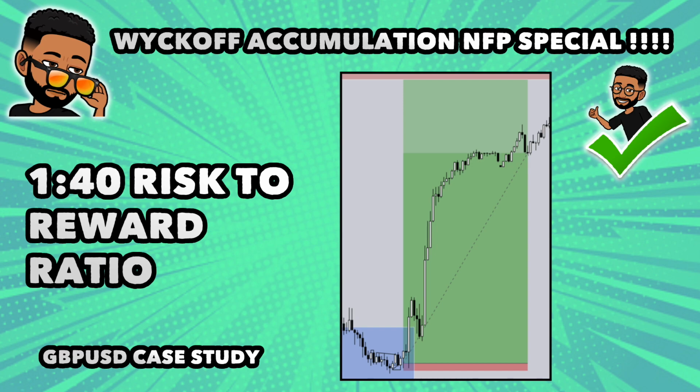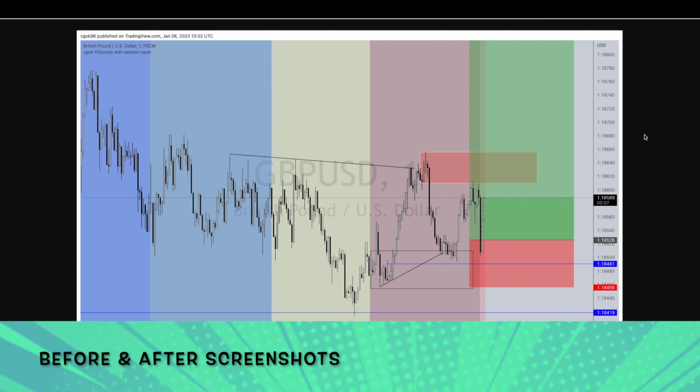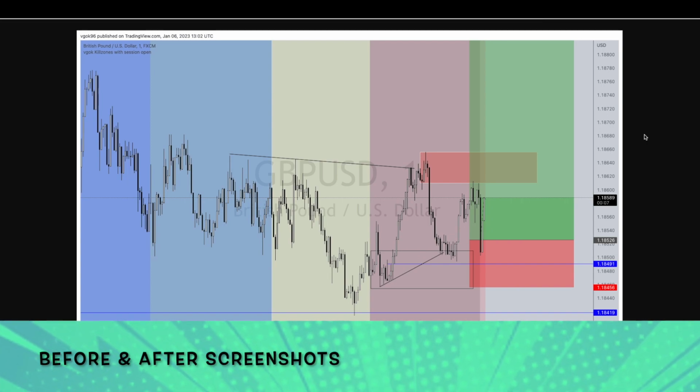Now this video is going to be a full trade breakdown of a GBP USD buy scenario which I took. It was based on the NFP news release that happened last Friday. In the end we achieved a maximum risk to reward of 1 to 40. This trade was an example of a counter trend accumulation schematic style of trade executed within the New York session. So as usual, I'm going to jump into the before and after screenshots of the actual trade.